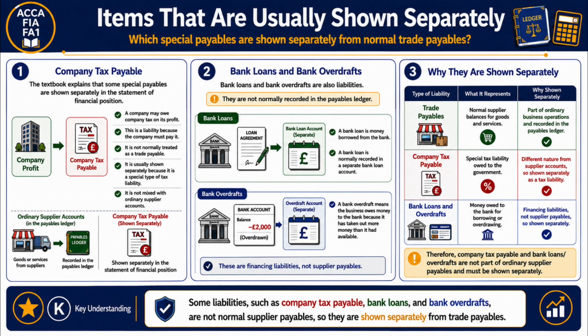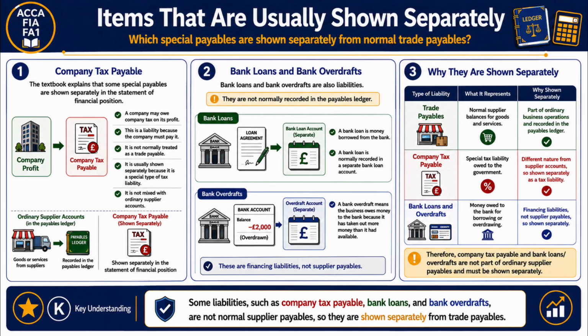Bank loans and bank overdrafts. Bank loans and overdrafts are also liabilities, but they're not normally recorded in the payables ledger. A bank loan is money borrowed from the bank. It is normally recorded in a separate bank loan account. A bank overdraft happens when the business's bank account has a credit balance. This means the business has taken more money out of the bank account than it had available, and it owes money to the bank. These are financing liabilities, not supplier payables. So they should be shown separately from normal trade payables.